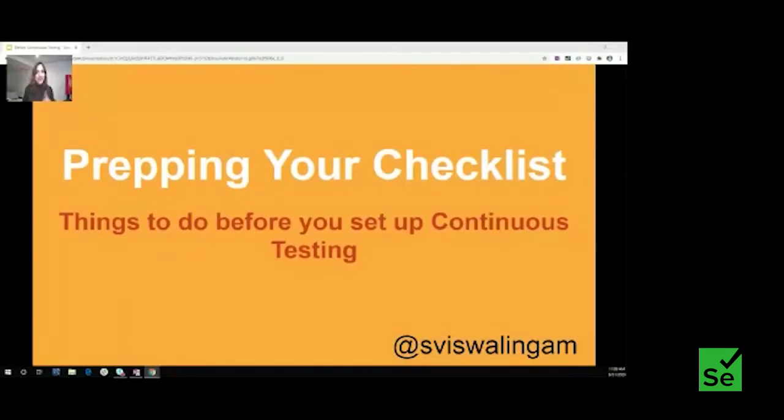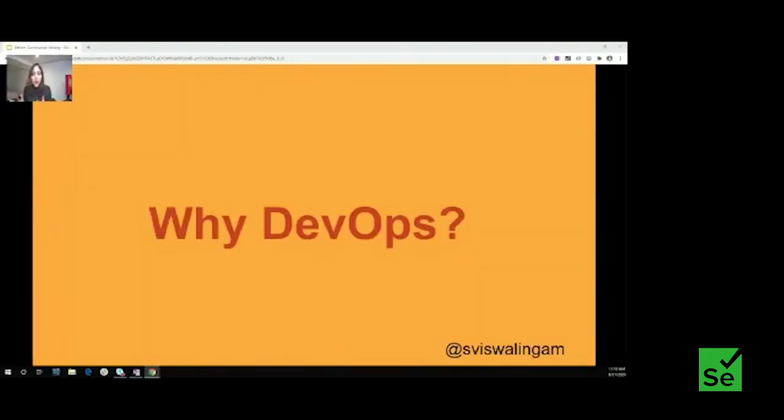So I'm going to start presenting my screen now. In today's talk, we'll be talking about things to do before you actually set up continuous testing, a mini checklist that you can take a look at. Before we move on to that, let's briefly take a look at what really is DevOps and why it became so widely accepted in the majority of tech companies, right?